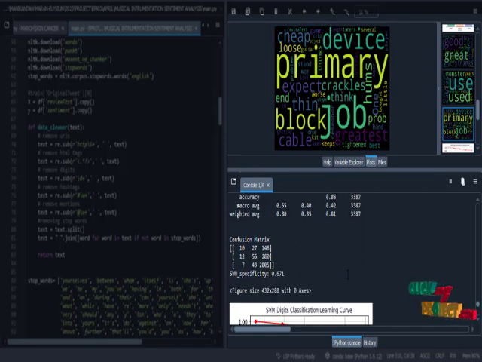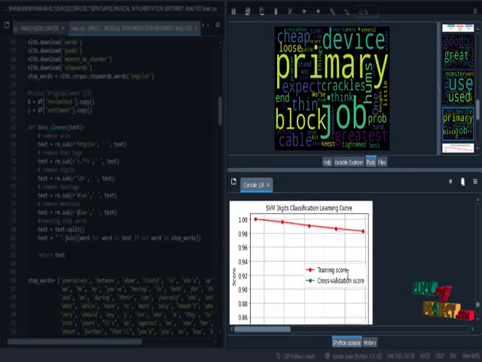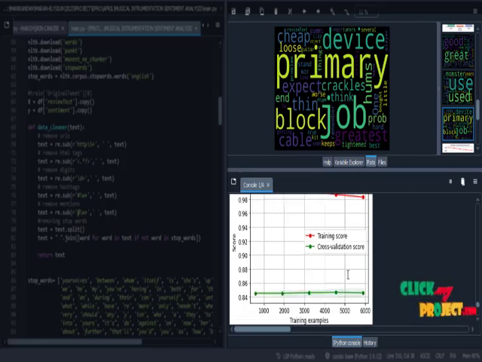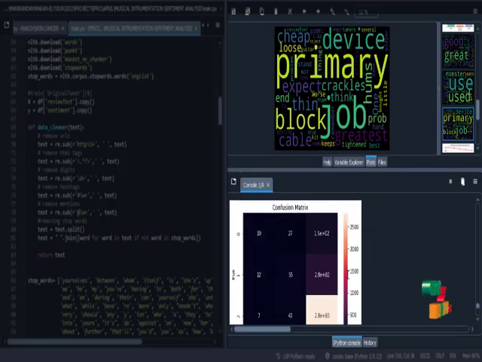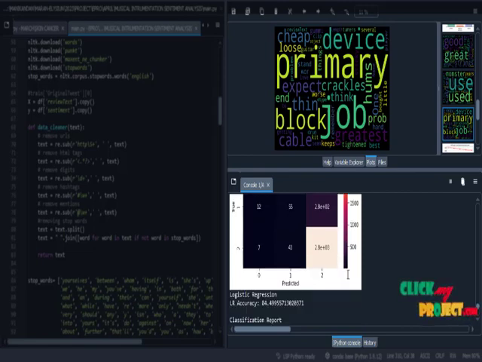Then we are going to find the confusion matrix. The confusion matrix is used to explain the number of correct predictions and the number of misclassified results that occurred from our support vector classifier algorithm. Then we are going to visualize the support vector machine algorithm's learning graph, and also we are going to show the confusion matrix diagram. Then our second algorithm is the logistic regression algorithm.